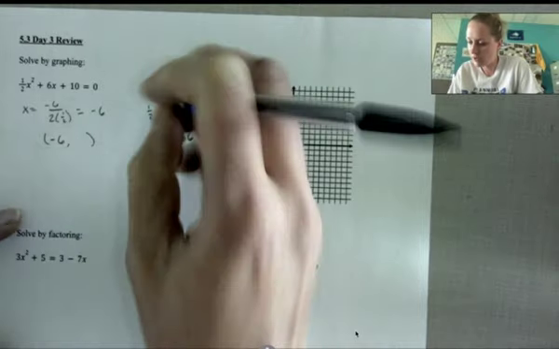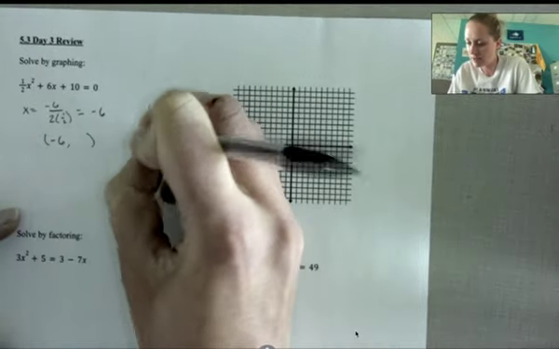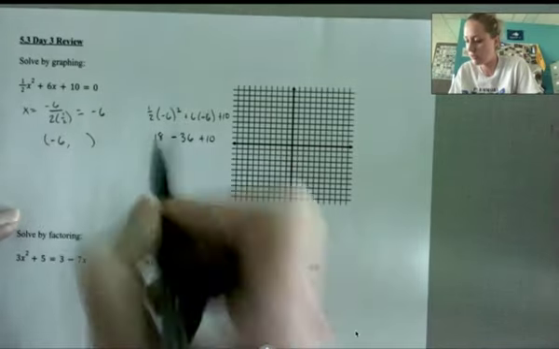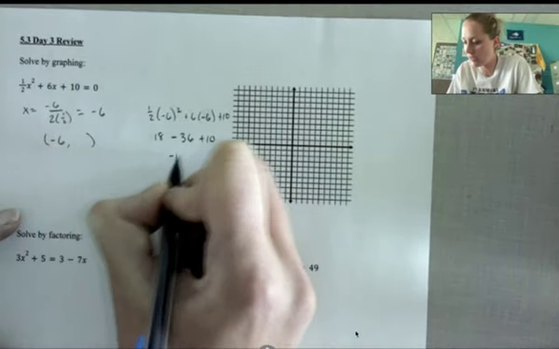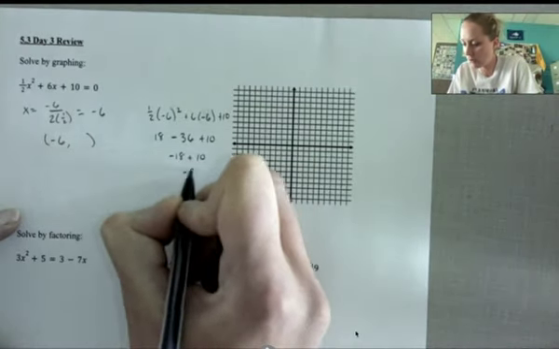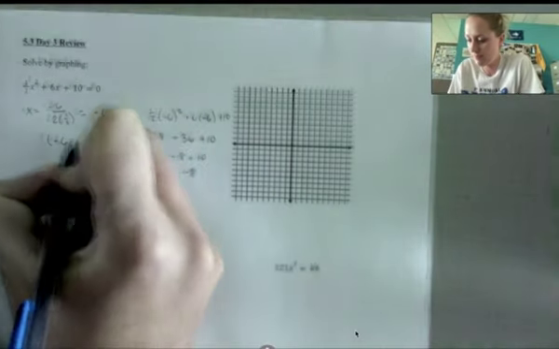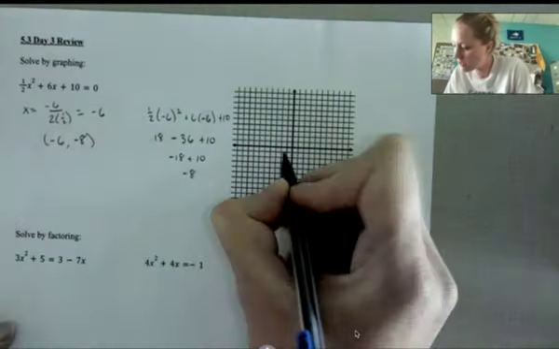Oh, I'm sorry, you guys. Negative 6 squared is positive 36. So half of 36 is 18. There we go. So now here I got negative 18 plus 10. So my vertex then is negative 8 for the y-coordinate. So negative 6, negative 8.